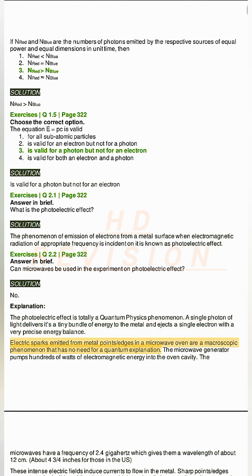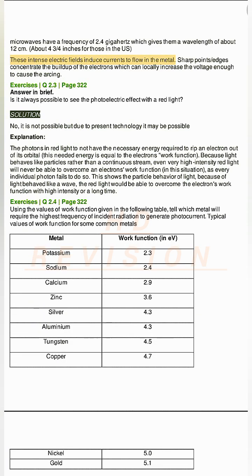Electric sparks emitted from metal points and edges in a microwave oven are a macroscopic phenomenon that has no need for a quantum explanation. The microwave generator pumps hundreds of watts of electromagnetic energy into the oven cavity. The microwaves have a frequency of 2.4 GHz, which gives them a wavelength of about 12 centimeters, about 4¾ inches for those in the US. These intense electric fields induce currents to flow in the metal. Sharp points and edges concentrate the buildup of the electrons, which can locally increase the voltage enough to cause the arcing.